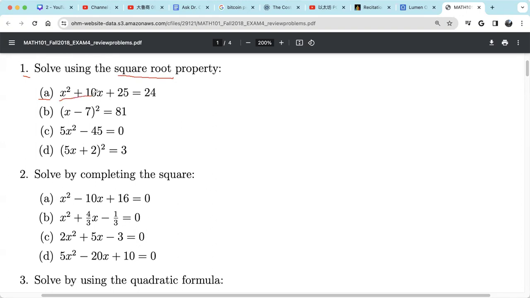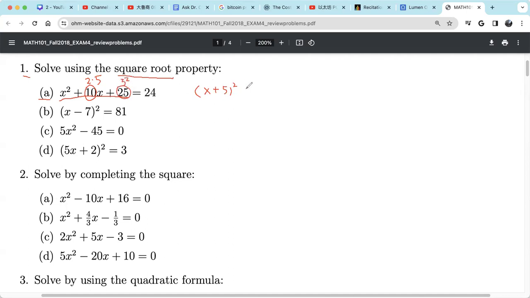So let's observe these three terms: x squared plus 10x plus 25. That's a perfect square, right? That's x plus 5 squared, because 10 is 2 times 5, and the 25 is 5 squared.